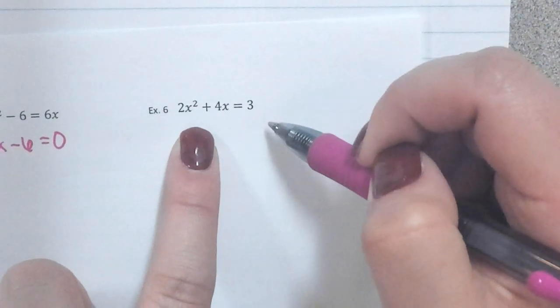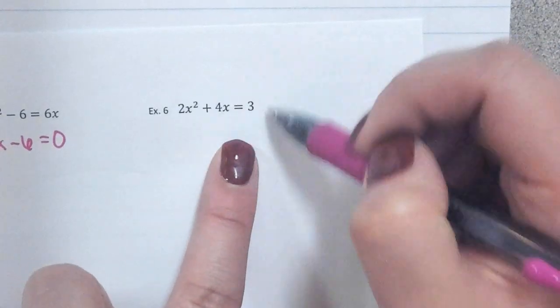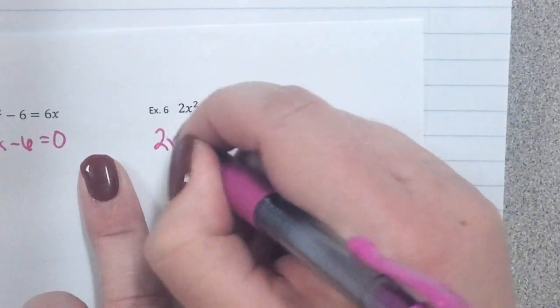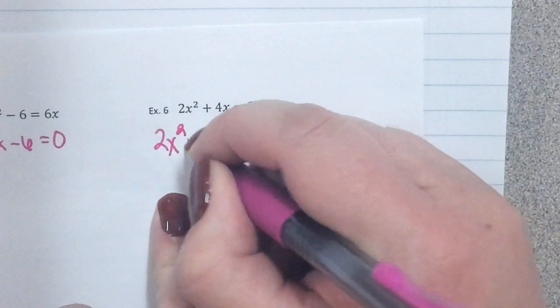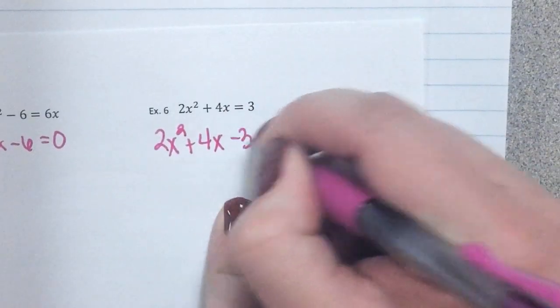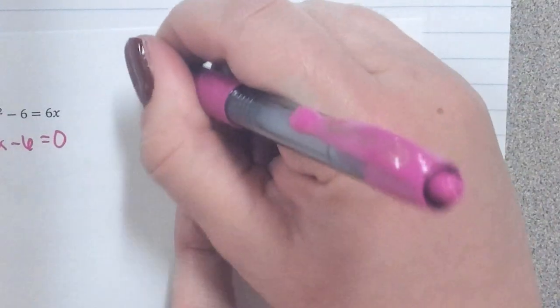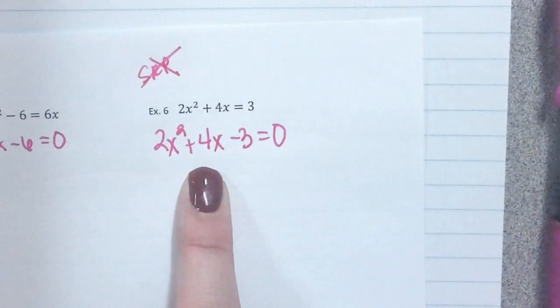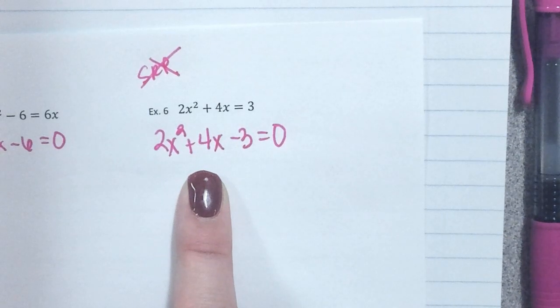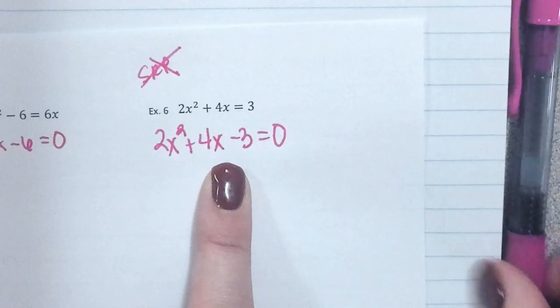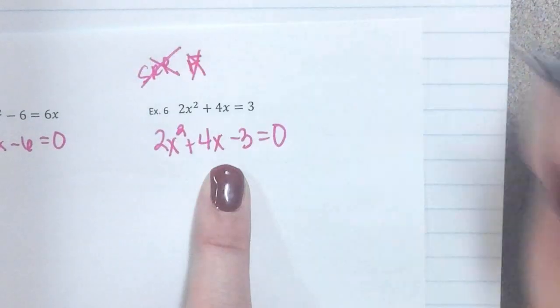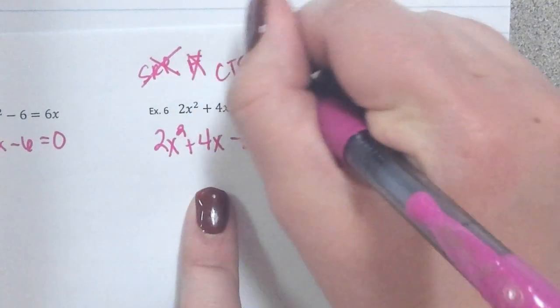Let's get that 3 on the other side so we can see it better. 2x squared plus 4x minus 3 equals 0. We know SRP is out. Let's see if it'll factor. Okay, so the discriminant's 40. If the discriminant's 40, that's not a perfect square, so it can't factor. So now we're down to complete the square or quadratic formula.